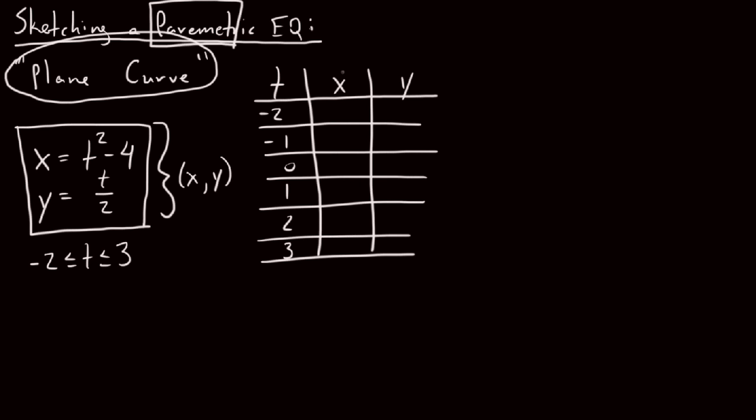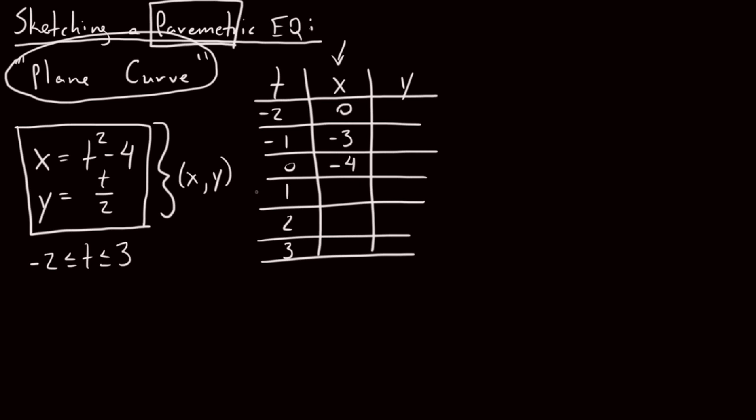So we'll start by filling out all the values for x. We said x was defined as being t squared minus 4. So we've got, in this case, -2 squared, which is 4, minus 4, which would give us an x value of 0. Moving on, -1 squared is 1, and 1 minus 4 is -3. With 0 plugged in, that would just eliminate the t squared term, and we have -4.